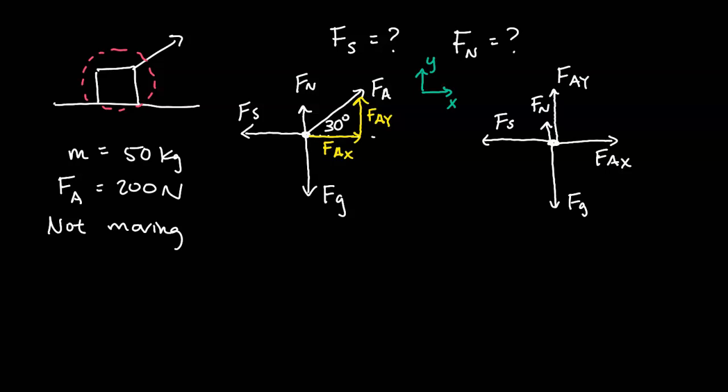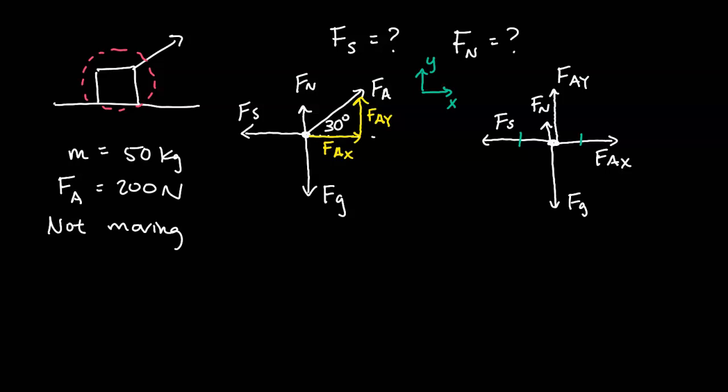Now conceptually, I want you to understand that the static friction and the Fax are going to be equal. The reason I know that is because the object's not moving, so the forces are balanced horizontally. Vertically, it is also not moving, so those also have to be balanced, which means that Fn plus Fay has to equal Fg. We'll come back to that in a moment. The next thing we need is some more numbers, and then we're going to apply Newton's second law, F equals ma.